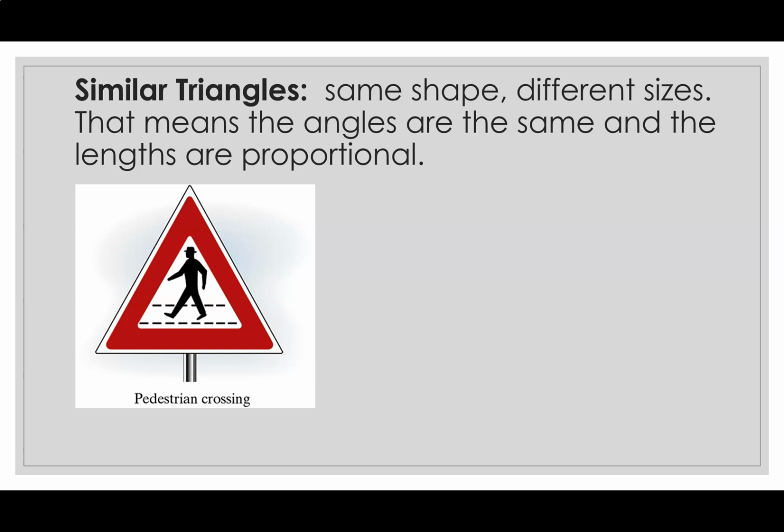For example, if you look at this crossing sign here, you will see that there's a white triangle inside where the man is in, and then there's a red one, and then there's a black one on the outside. They're all the same shape, but different sizes, right? So what that means is that all the angles inside are the same, but the lengths are different. And how different? They're proportional.